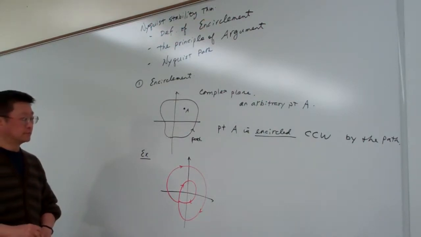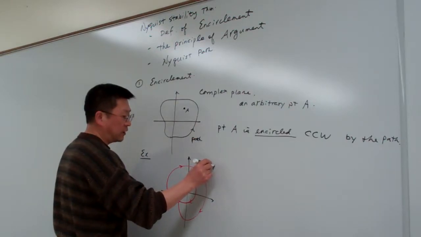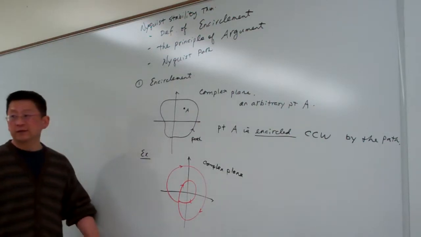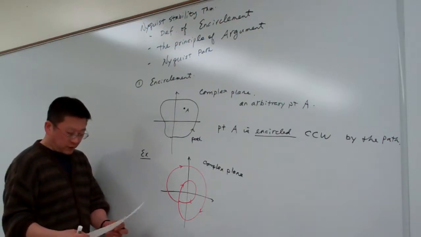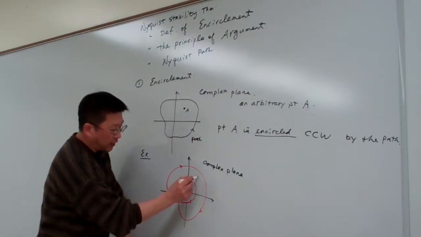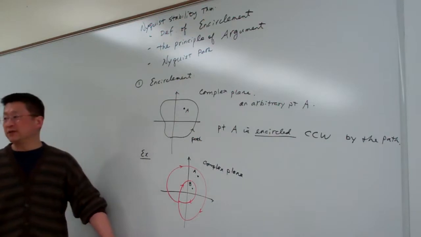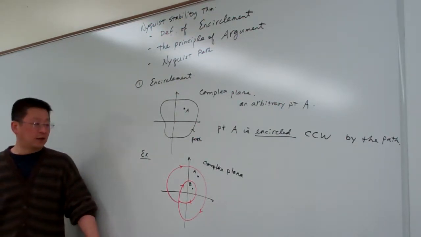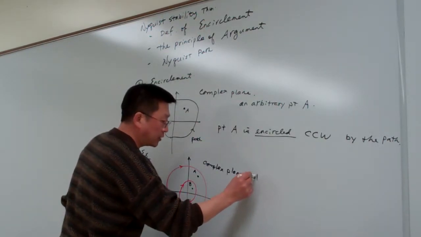So this is the complex plane, and this is the path on the complex plane. For example, here we consider two points, and A is still here, and we consider B is here. Using this example, I want to show you how to determine the number of encirclements for point A and B.